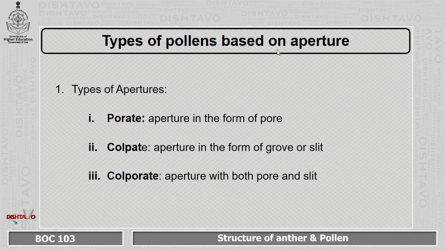Coming to the types of pollens based on an aperture. As we have already discussed about the exine and intine, in external surfaces there are various types of the aperture. If it is a porate type, that means it will have an aperture in the form of a pore. If it is a colpate type, the aperture will be in the form of a groove or a slit. Colporate is an aperture with both pore and a slit.